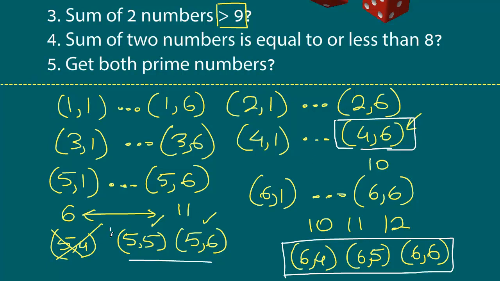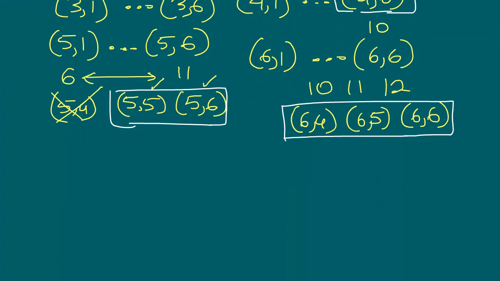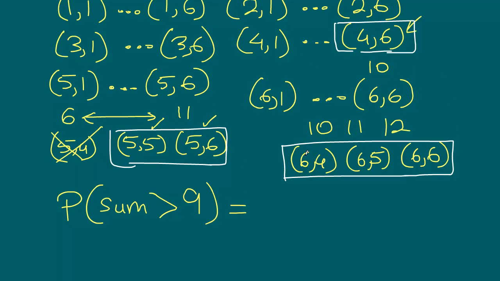So 1, 2, 3, 4, 5, 6. These 6 outcomes are favorable to our event, the sum is greater than 9. So we say that the probability of the event that the sum of two numbers is greater than 9, how many favorable outcomes are there? There are a total of 6: 1, 2, 3, 4, 5, 6. How many total outcomes are there when we roll 2 dice? 36. So this will be 1 divided by 6.